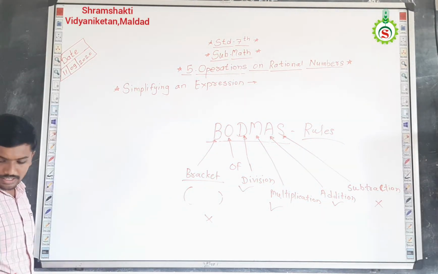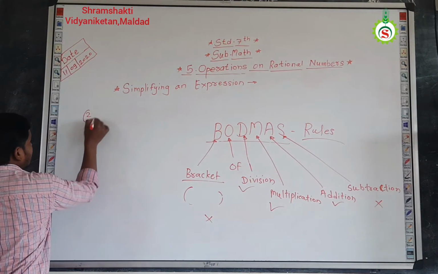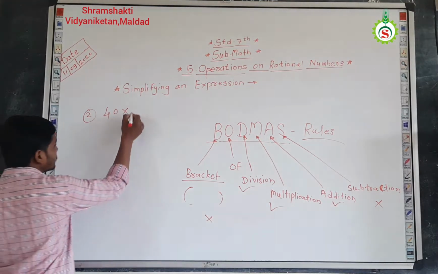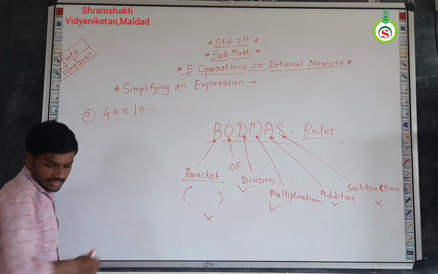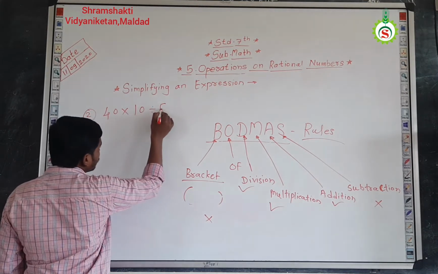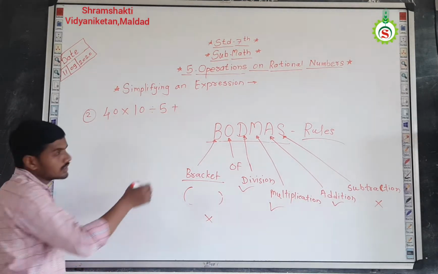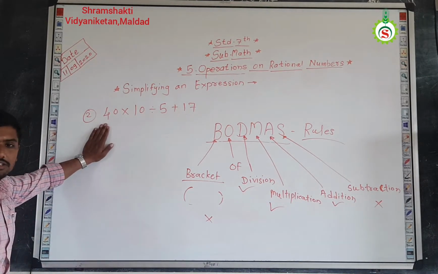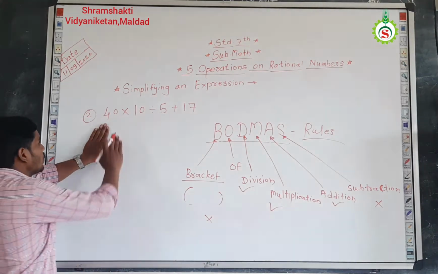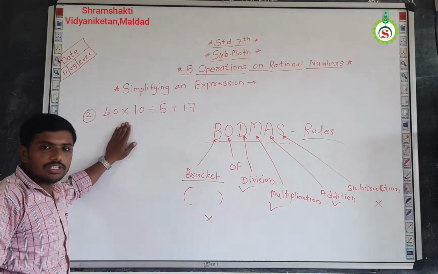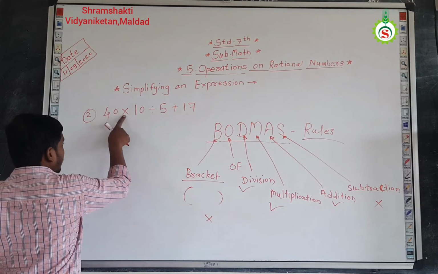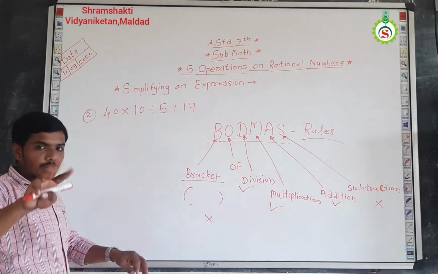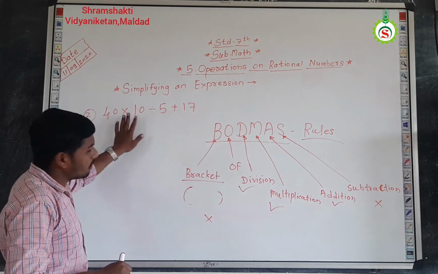So the next expression I will take as the second one: 40 into 10 divided by 5 plus 70. Now that is the expression which they have given to us. First, in the given expression, we will see how many operations are there. Here is the multiplication, here is the division, and here is the addition. So 3 operations are there, out of 5.